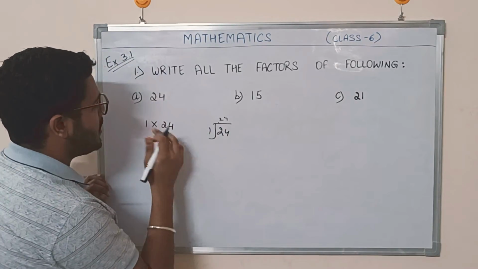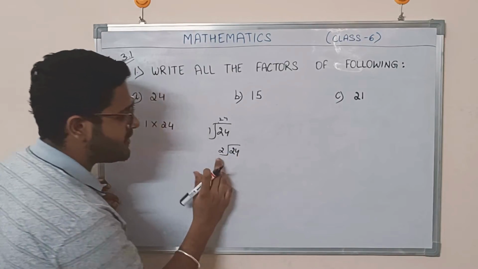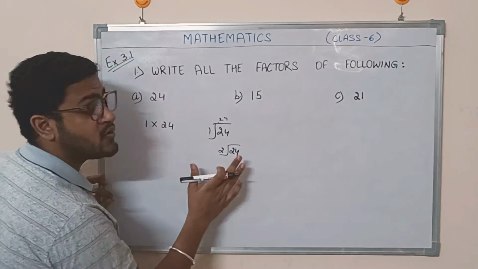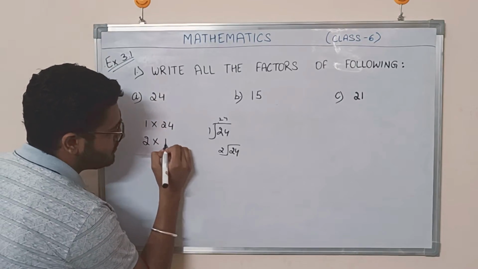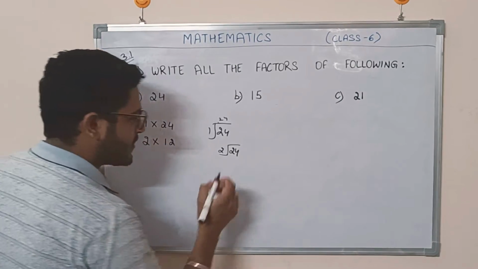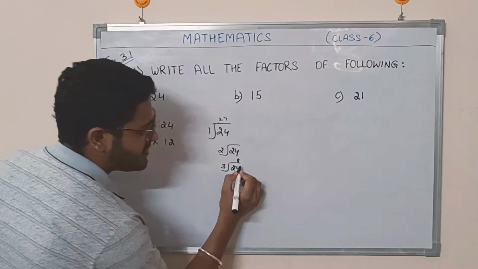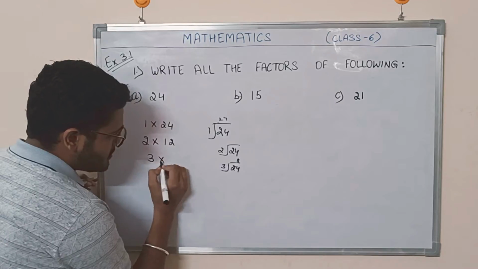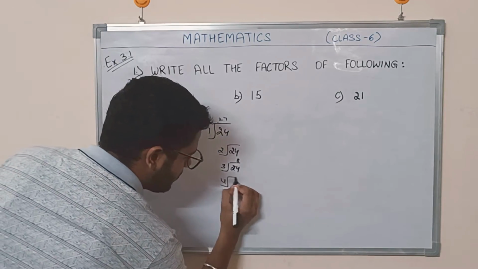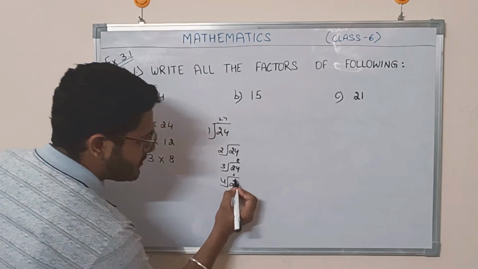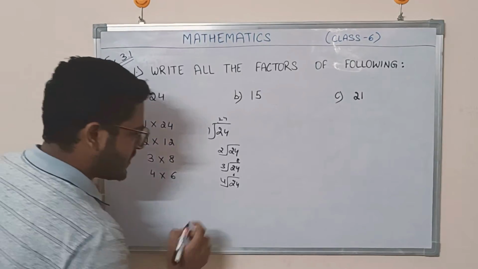Okay. So now after 1, let's try to divide it by 2. When you divide 24 by 2, what will you get? You will get 2 into 12. Okay. Now let's try this with 3. It will be 3 8s are 24, 3 multiplied by 8. Okay. So now try with 4. Now what will it be? 4 6s are 24, right? 4 into 6.